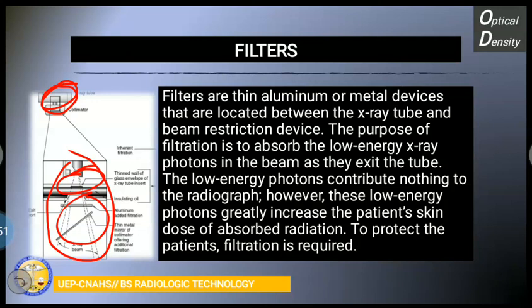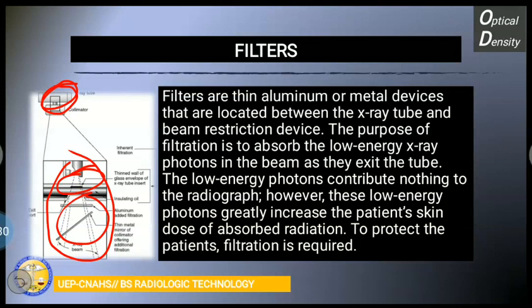So, the purpose of filtration is to absorb the low-energy X-ray photons in the beam as they exit the tube. So, nafi-filter out. Okay, so, sinasala, di ba? Sinasala ang mga low-energy photons. Kasi ito ang mga low-energy photons, they will just contribute to the patient's skin dose. Shallow penetration lang, hindi siya makaka-pass through, di ba? Attenuated siya agad-agad. So, the low energy photons contribute nothing to the radiograph.